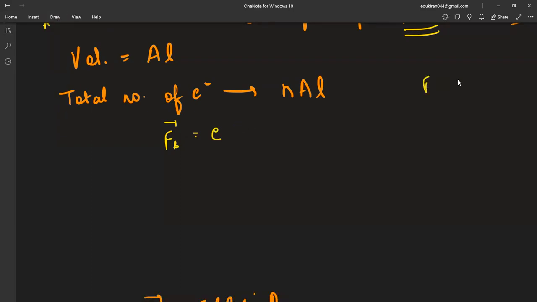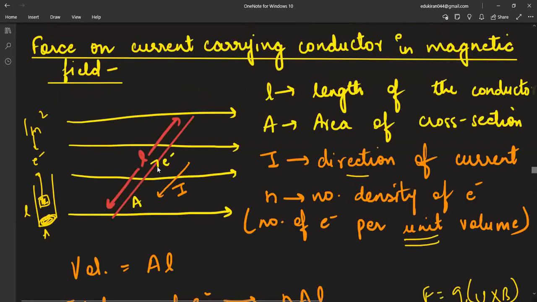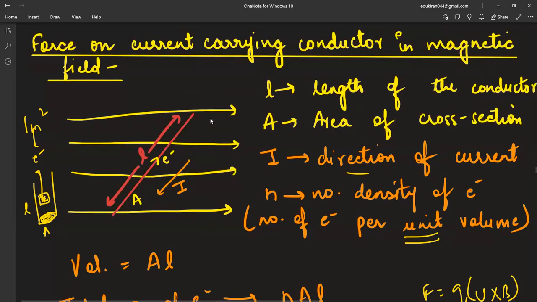We have the formula, no? q V cross B for the magnetic force that I am considering, because right now we are not talking about any electric field. We are just talking about the magnetic field. So e is the charge. What is the velocity? Can anyone of you tell me the velocity with which electrons drift? Which velocity is that? Drift velocity. Very good.